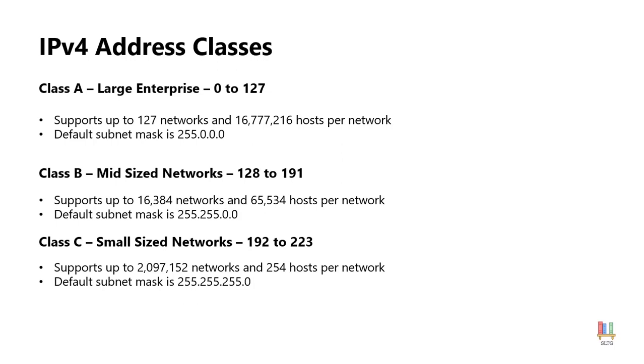Now, the default subnet mask for a class C is going to be 255.255.255.0. So, what does that tell us? It means the first three numbers are going to be part of our network address and the very last number is going to be our host address.